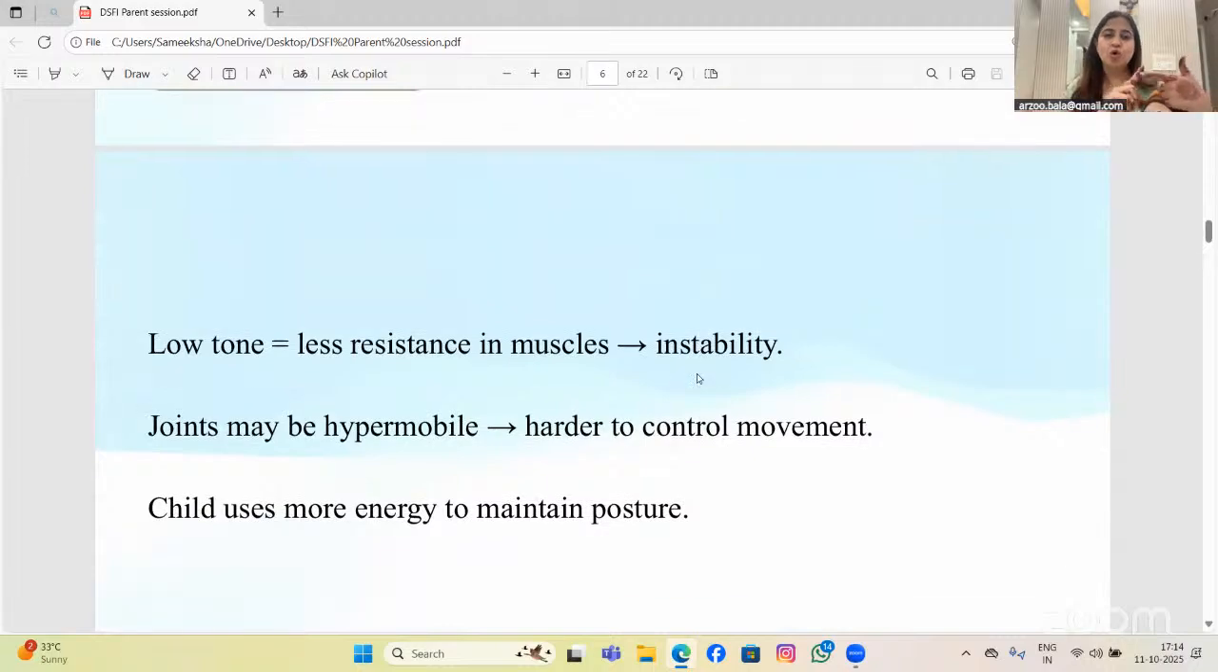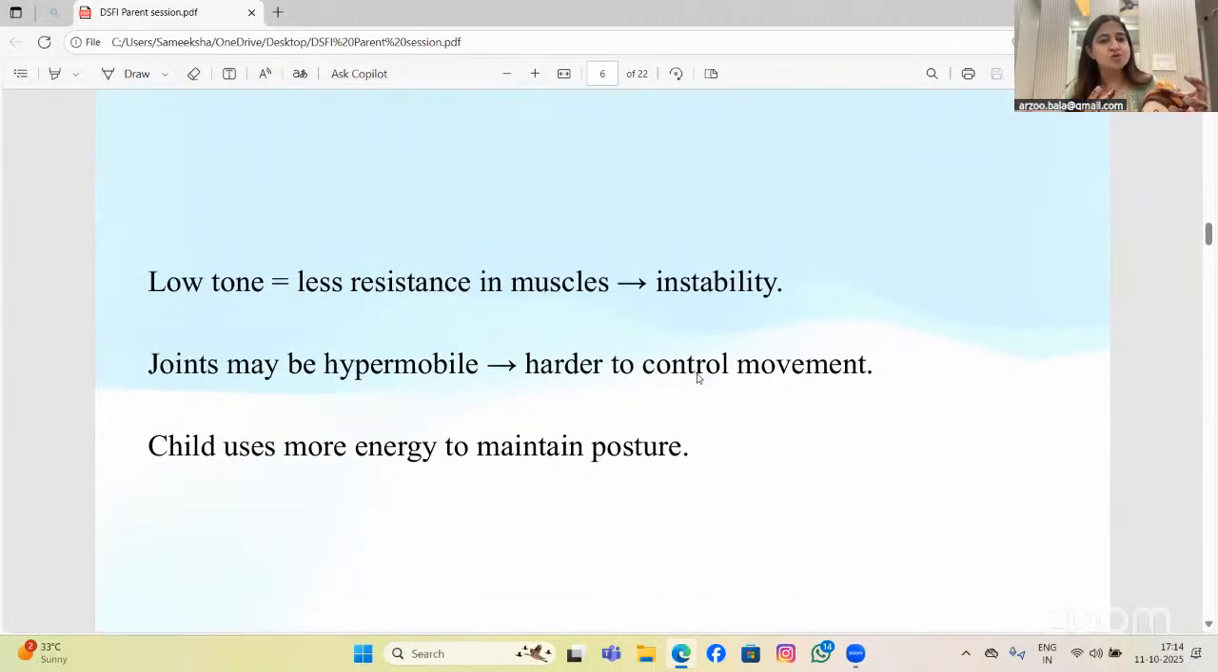So when I say low tone, muscles are a little loose and joints are more hypermobile, so you need more energy to maintain that posture. That's why we need to work a lot on strengthening those muscles and maintaining those postures.